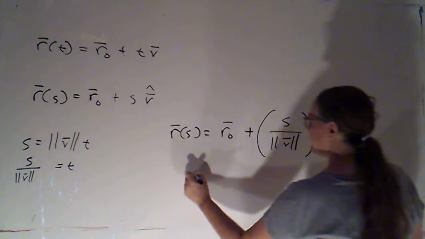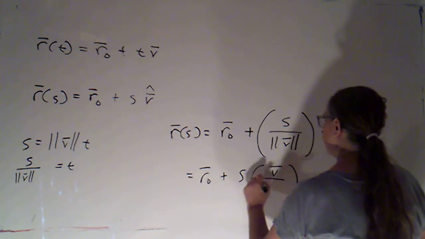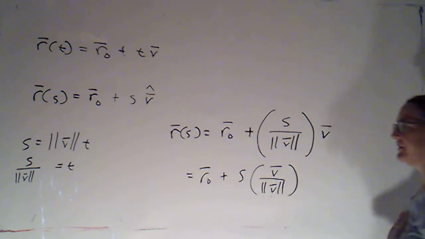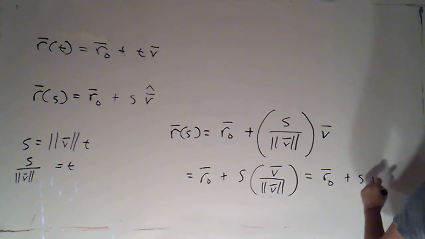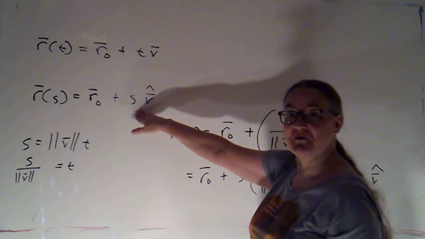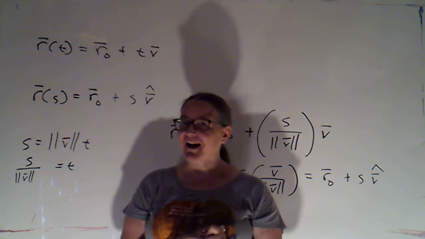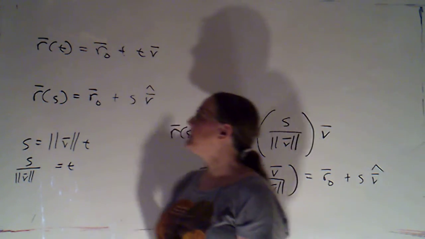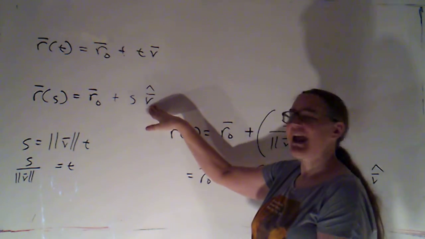I can rearrange that a little bit. That's r naught plus s times v scaled by the reciprocal of its magnitude. Oh my goodness, that's r naught plus s copies of v hat. So that does confirm our intuition that if I want to get an arc length parametrization for a line, just use the normalized version of the direction vector and you will have that.